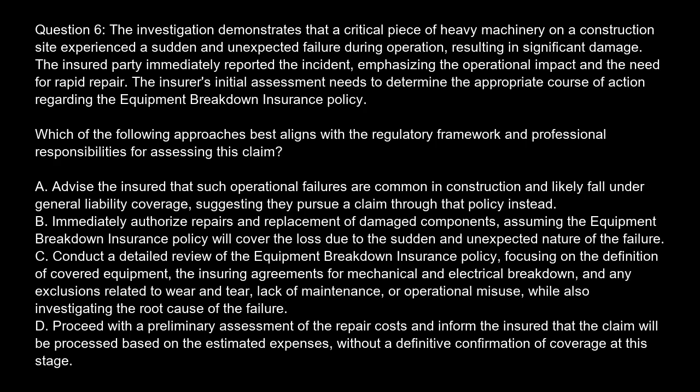Option C. Conduct a detailed review of the equipment breakdown insurance policy, focusing on the definition of covered equipment, the insuring agreements for mechanical and electrical breakdown, and any exclusions related to wear and tear, lack of maintenance, or operational misuse, while also investigating the root cause of the failure. Option D. Proceed with a preliminary assessment of the repair costs and inform the insured that the claim will be processed based on the estimated expenses, without a definitive confirmation of coverage at this stage.